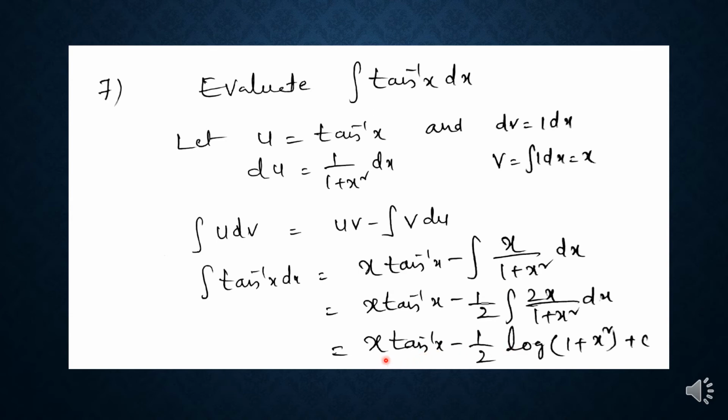So that is equal to x into tan inverse x minus 1 by 2 log of 1 plus x square plus c, because integral f dash x by f of x dx is equal to log of 1 plus x square. So log of f of x. This is a very important formula. It will repeat the whole integration. Integral f dash x by f of x dx is equal to log f of x.